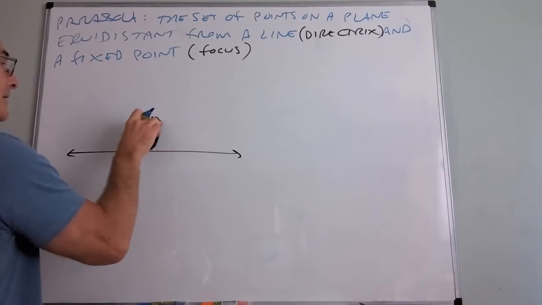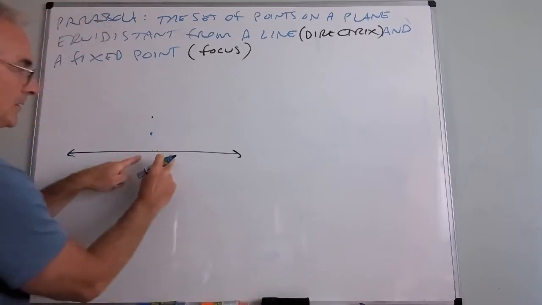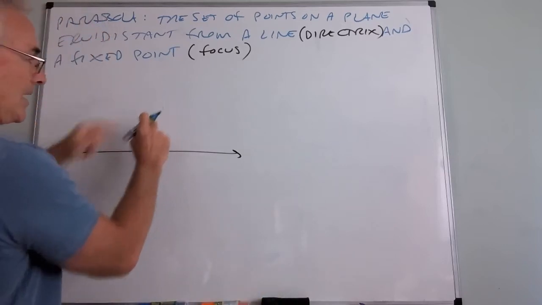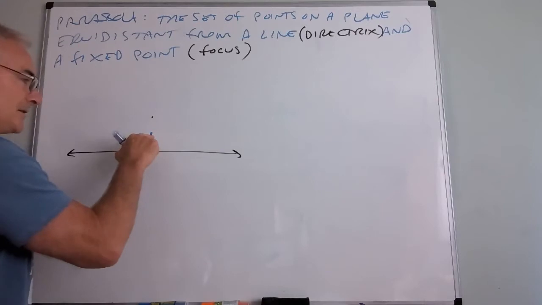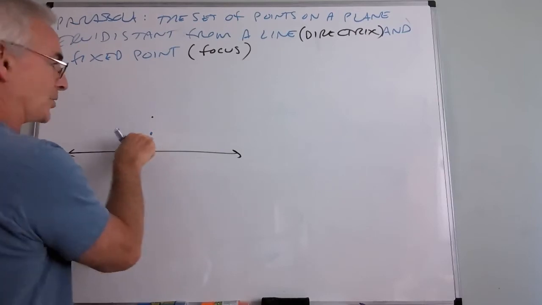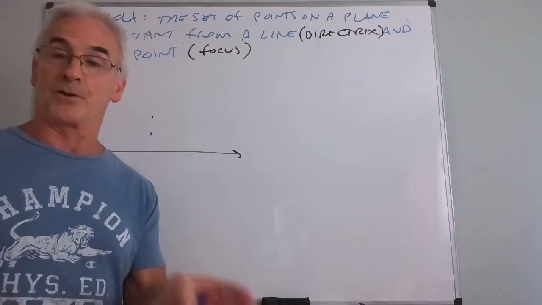It is? Yeah, that's invisible. I don't see the line, I don't see the focus, but I see this point. What's that point called? Anybody know? I've used the term already. It starts with a V. Vertex. Good, that's called the vertex. That's the point that's the closest to both the focus and the directrix.